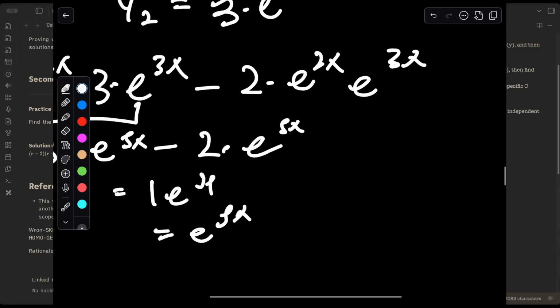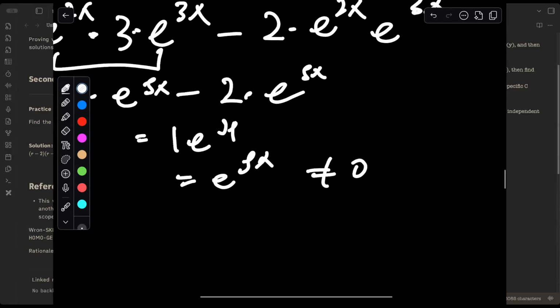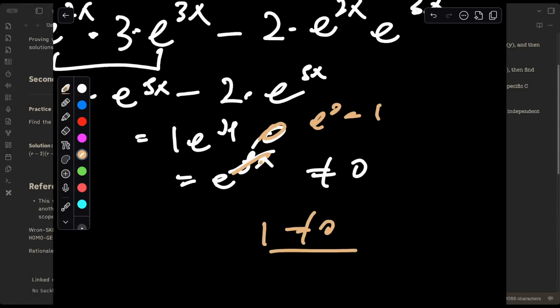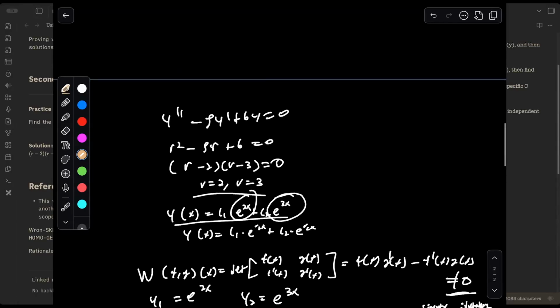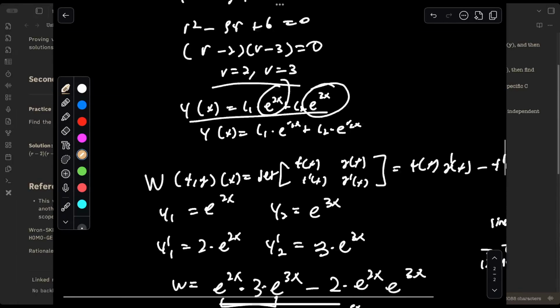And we know that e to the power of 5x cannot be 0, since whatever we put in for x, e to the power of 5x is never 0. Even when the exponent is 0, e to the power of 0 is essentially 1, and 1 cannot be 0. Now this shows that since e to the power of 5x is not 0 for all x, the two given solutions are linearly independent.